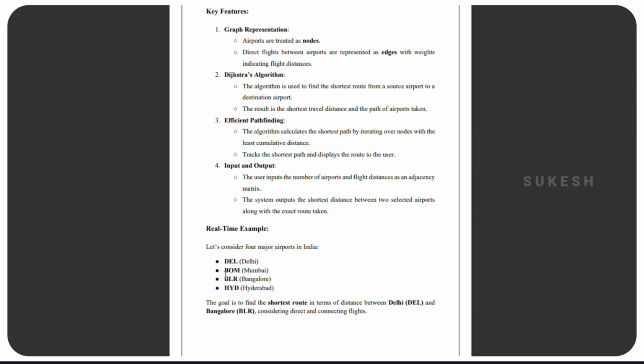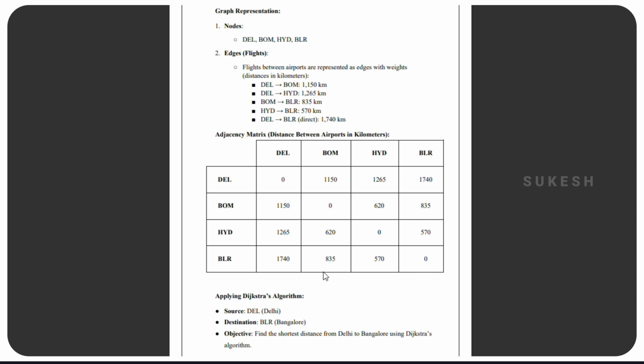We have here Delhi, Bombay, Bangalore, Hyderabad, four major airports in India, and we have Chennai too, but it's not a major airport. Let me explain first with the four airports. This is just for an example. And here we have the graph representation. As we said, the nodes are the airports. Here we have Delhi, Bombay, Hyderabad and Bangalore airports. And the distances, as we said, are the edges between the airports.